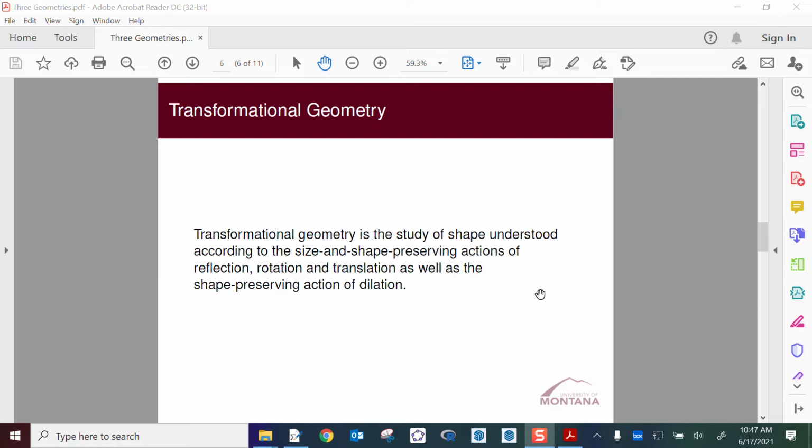And what we say isometric means same measure, so it preserves the shape and the size if it's isometric, because same measure would be same size. But then there is one that often is more challenging than the other three, that only preserves shape but not necessarily size, and that's dilation, where we get things that are similar. So the study of similarity, understood according to this action of dilation, is a transformational topic. Okay, so those are the three geometries.